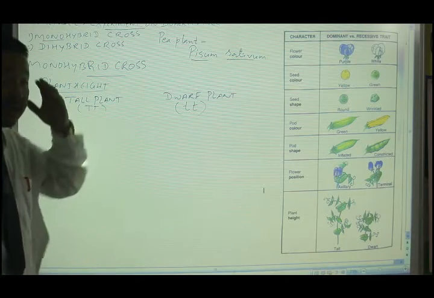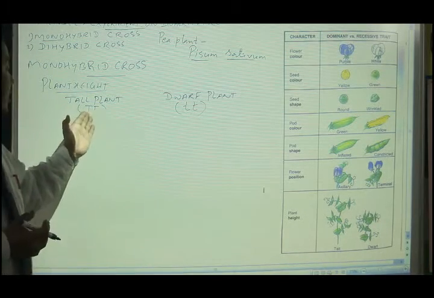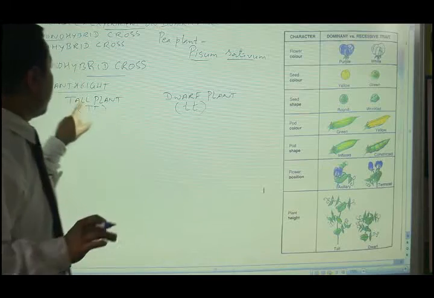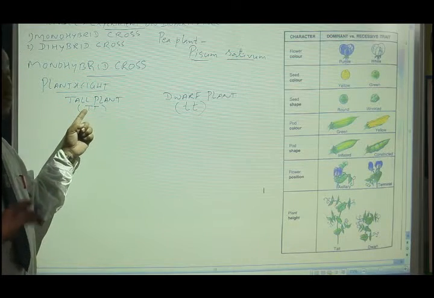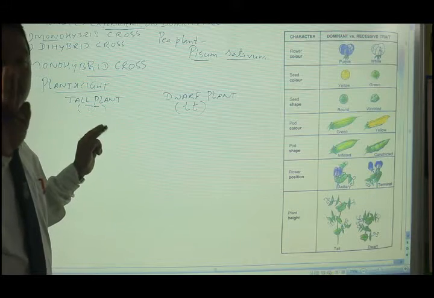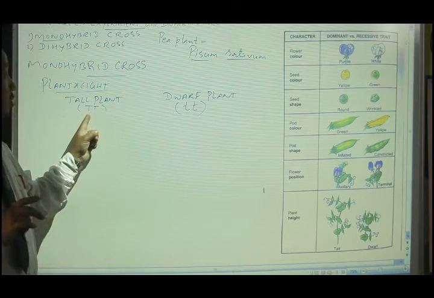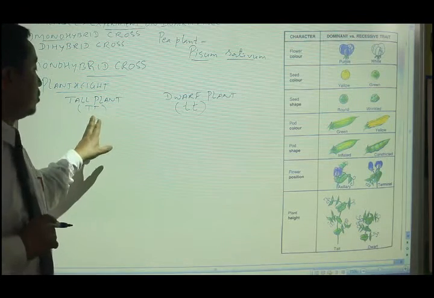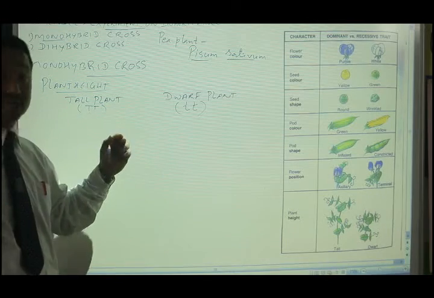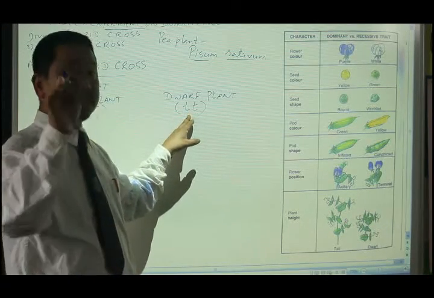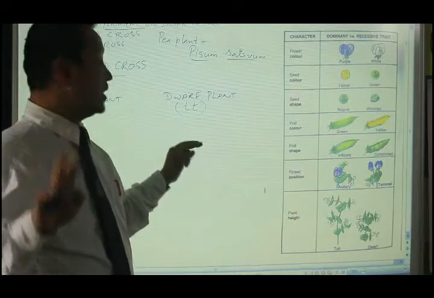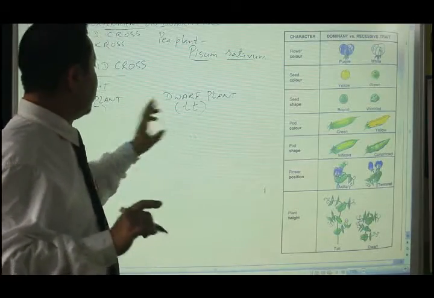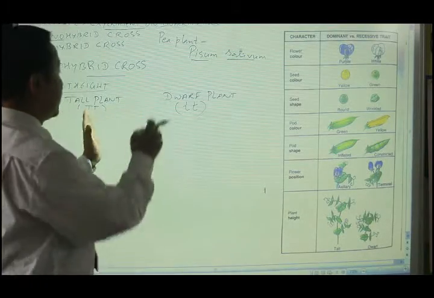So now you may question yourself, why are the double capital T and the double small t there? As I already told you, the tall plant has one particular gene having two alleles. Both the alleles in this case are the same, that is homozygous dominant. Both are dominant, that's why it is pure tall. Whereas on the other side, there is a gene having two alleles which are both recessive, small t and small t. This is how it can be represented.